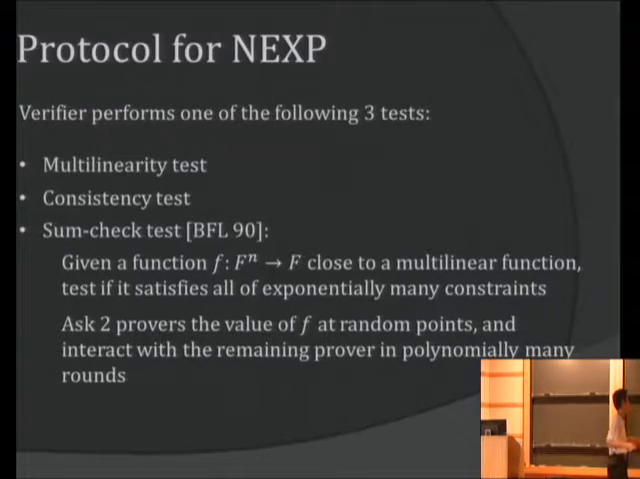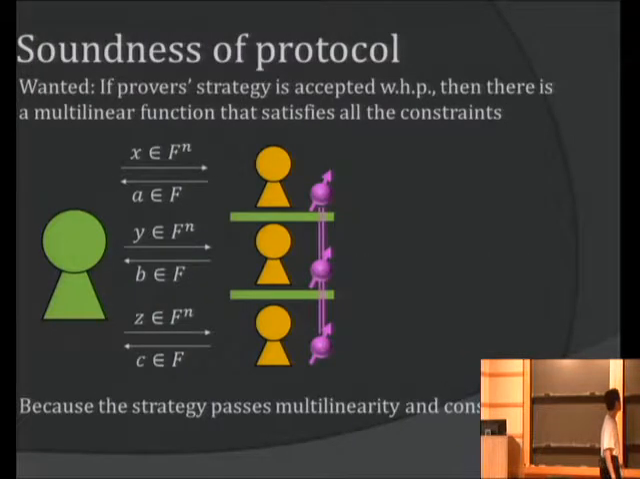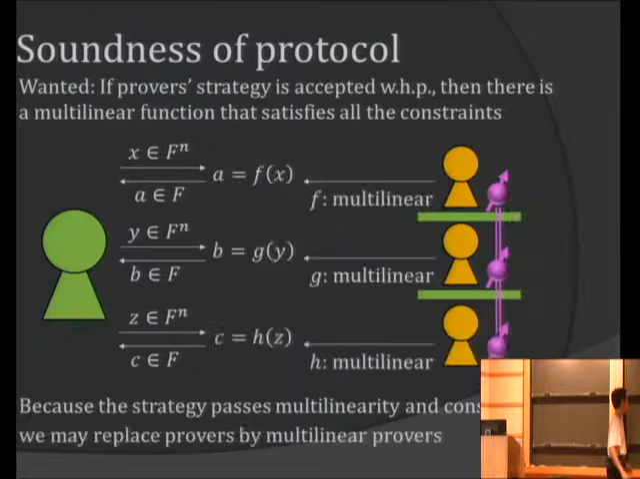So the rest is basically the same as Babai, Fortnow, and Lund. Now, the soundness proof of this whole protocol works like this. Because the strategy passes the multilinearity test and consistency test with high probability, these provers can be replaced by restricted provers.